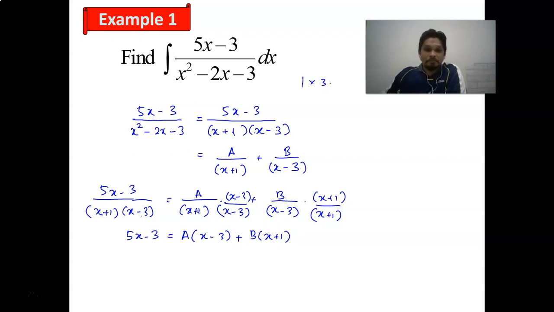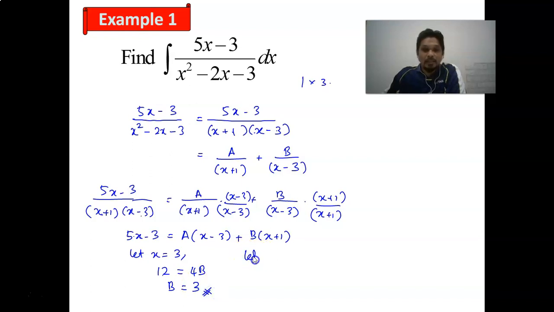Okay, now let x equal to 3. 3 minus 3 equal to 0. So then 3 times 5 equal to 15, minus 3 equal to 12. This is already 0 here. Then 3 plus 1 equal to 4, so 4B. So then B equal to 12 divided by 4, which is 3.